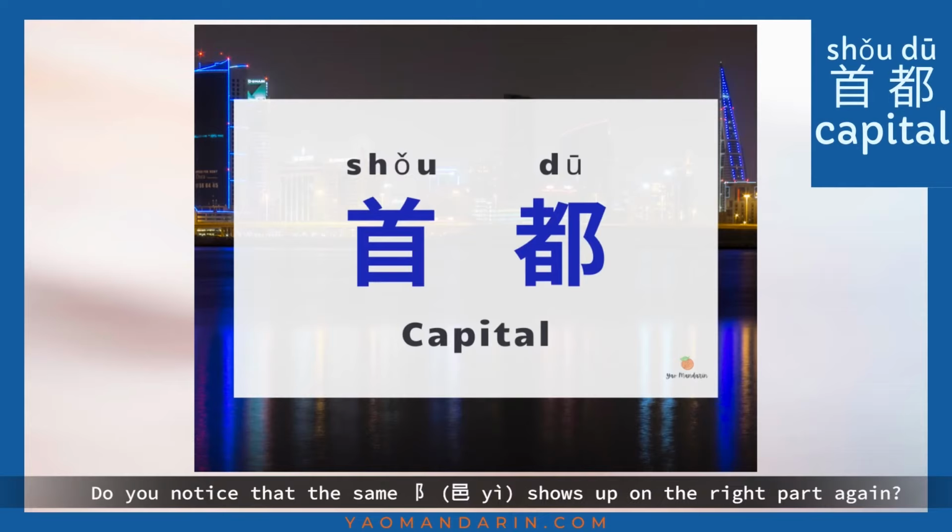Do you notice that the same 阝 shows up on the right part again? I hope it will help you remember 部 and 都 together.